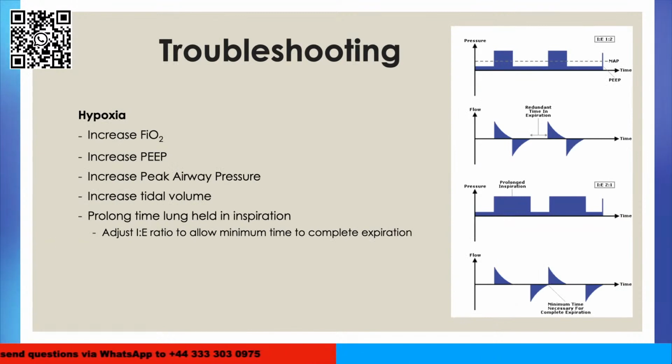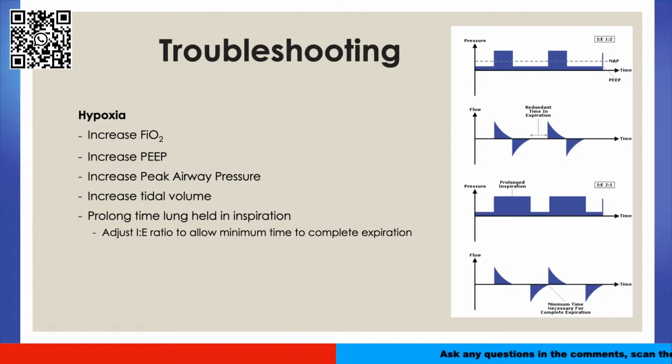If you're having problems with hypoxia, you can first of all think about increasing the fraction of oxygen that you're supplying to the patient. You can think about increasing their positive end expiratory pressure or peak airway pressure and increasing their tidal volumes. Or you can adjust the time that the patient spends in inspiration, and you can do this by manipulating the I to E ratios.